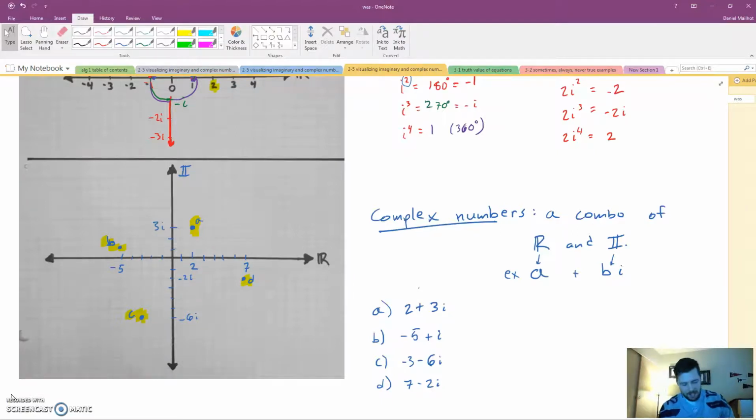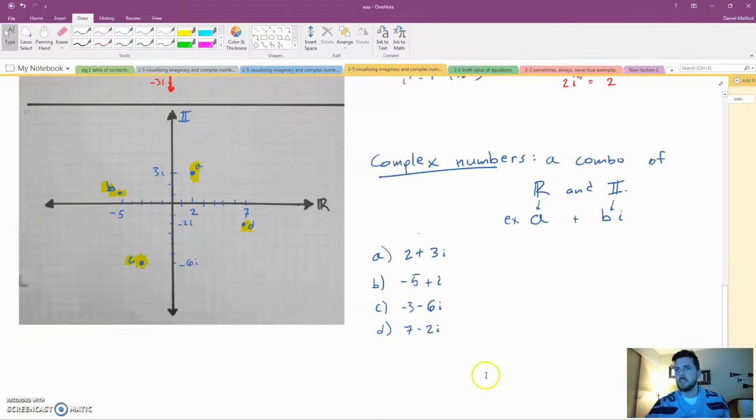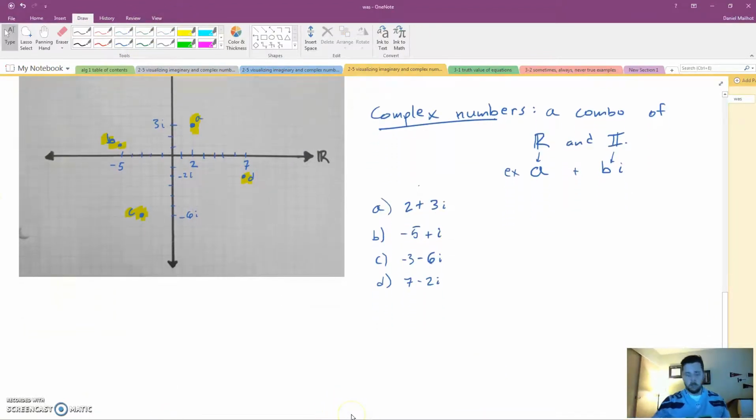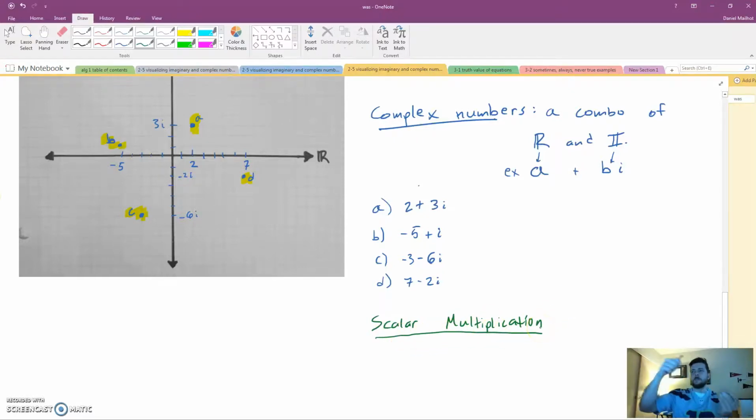So the last thing we're going to look at, and then I'll have you try a few again on your own, is scalar, and I think we've heard that word before from our video, beginning of transformations, scalar multiplication. We're scaling things up, making them bigger or making them smaller. Scalar multiplication.